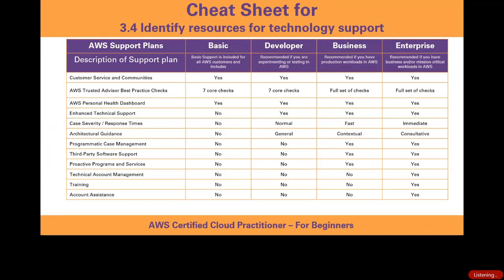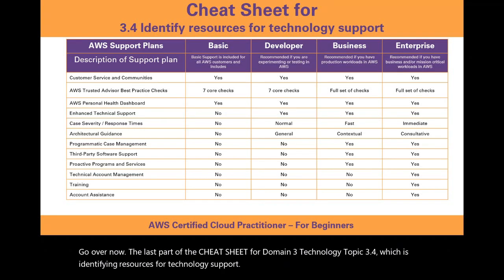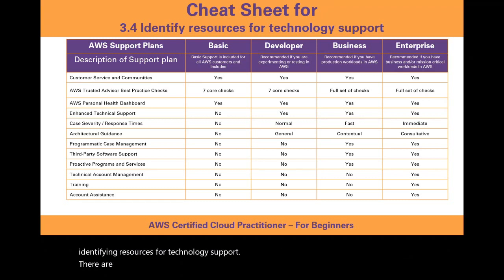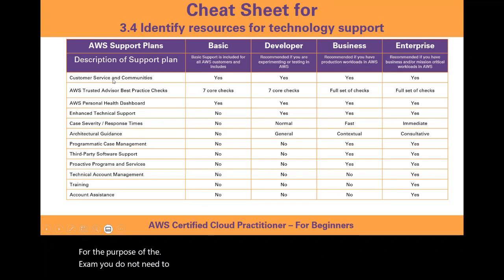We go over now the last part of the cheat sheet for Domain 3 technology, topic 3.4, which is identifying resources for technology support. There are 4 basic AWS support plans that you should be aware of for the Certified Cloud Practitioner exam, which are Basic, Developer, Business, and Enterprise. For the purpose of the exam, you do not need to remember each and every category of the support plans, but you should know the description of the support plans.